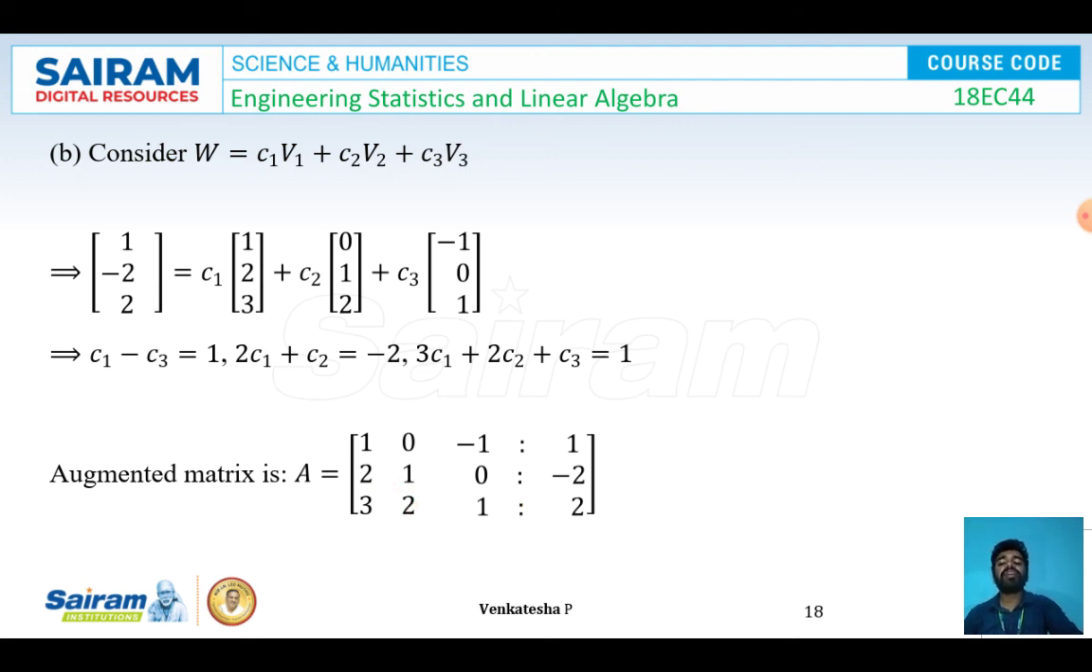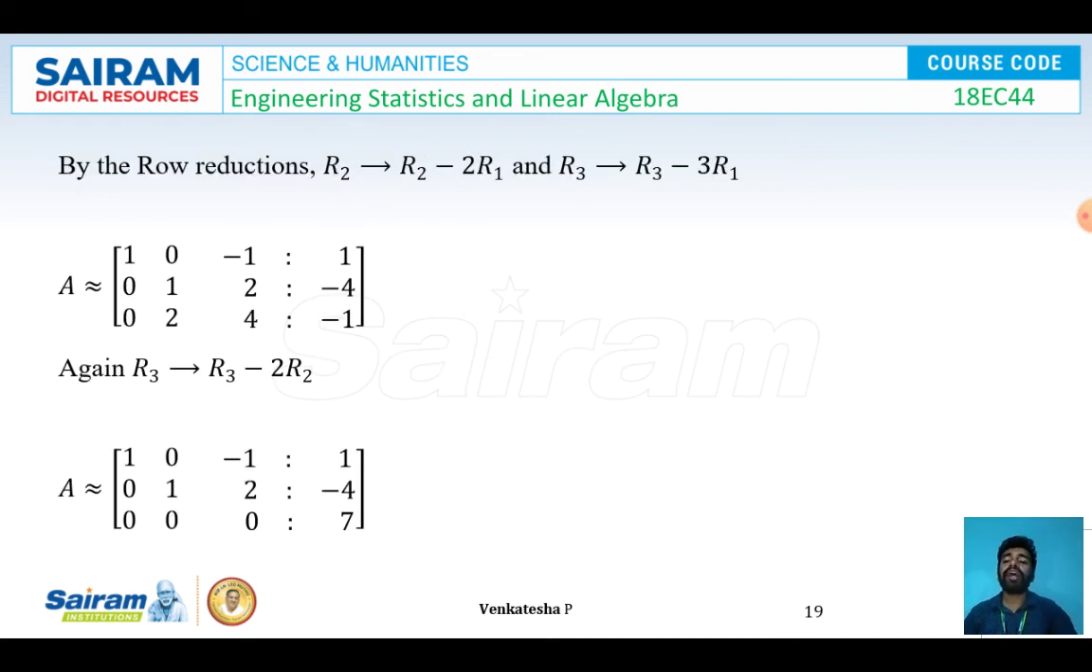Now I'm going to convert the first entries of R2 and R3 to 0 by the operations R2 → R2 - 2R1 and R3 → R3 - 3R1. After performing this row transformation, I got the matrix [1, 0, -1 | 1], [0, 1, 2 | -4], [0, 2, 4 | -1]. Now we try to make the last row as zero as possible. With the operation R3 → R3 - 2R2, the matrix I got is [1, 0, -1 | 1], [0, 1, 2 | -4], [0, 0, 0 | 7].